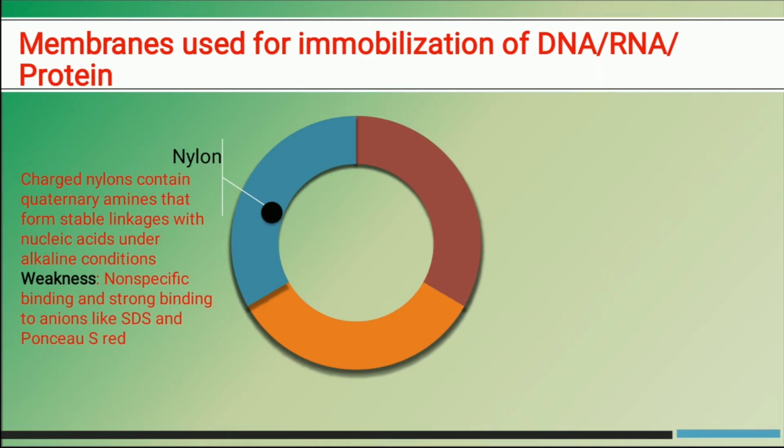alkaline condition. The key disadvantage of this nylon membrane is that it has very strong affinity with anions, such as the agents we are using in the blotting procedure, sodium dodecyl sulfate or Ponceau red. So it will produce background, or we cannot use Ponceau red for transient detection of transfer of proteins into the membrane. Mostly, nylon membranes are used for Southern blotting.